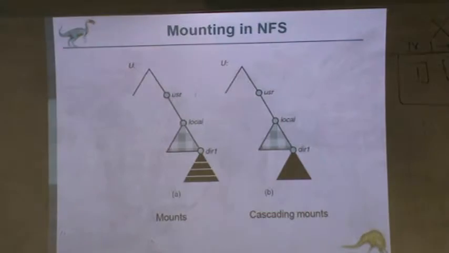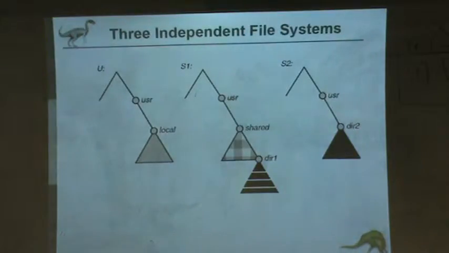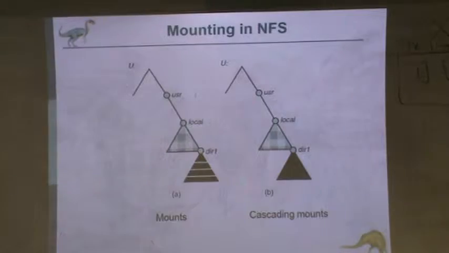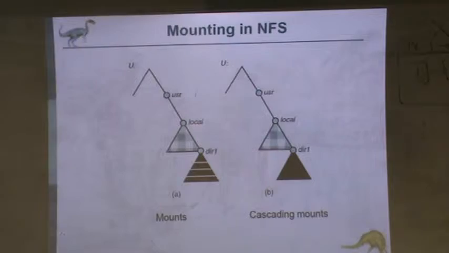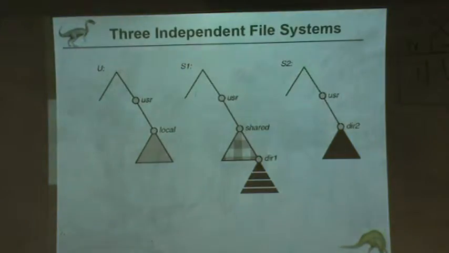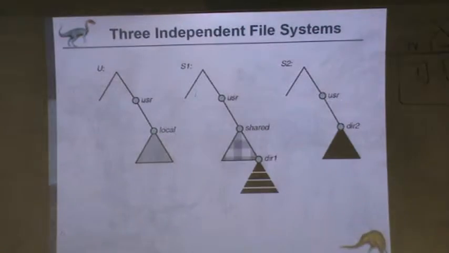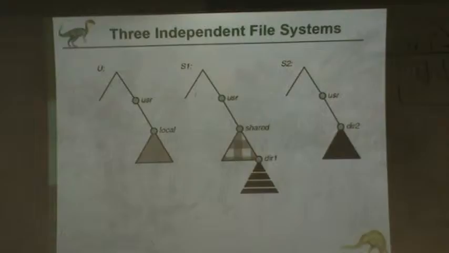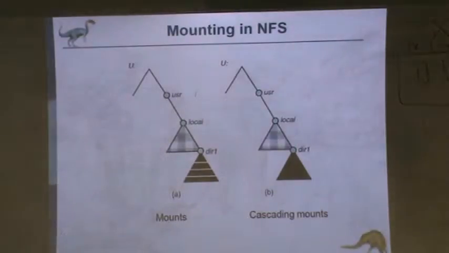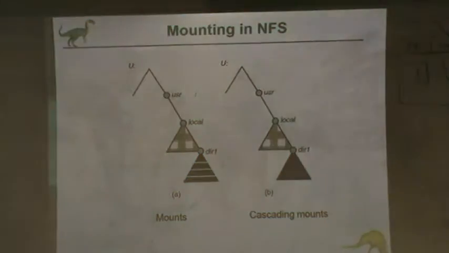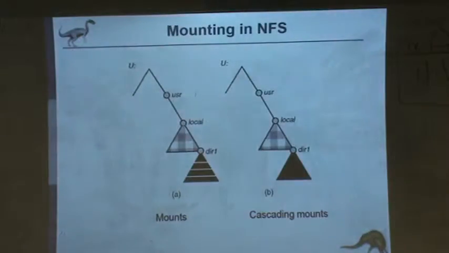What about the cascading mount? If you mount another directory onto S1's shared directory, then from the U side, U does not know whether this is network mounted or not. As S1's /usr/shared is mounted by this dir2, it is a cascading mount. So the network file system provides such transparency of the network mount.